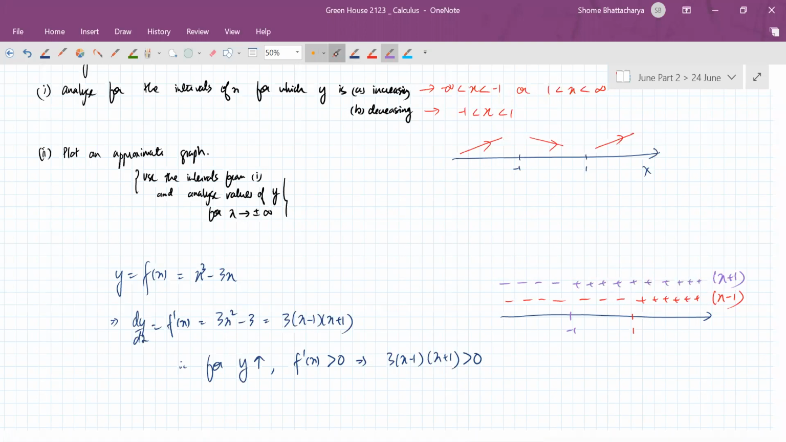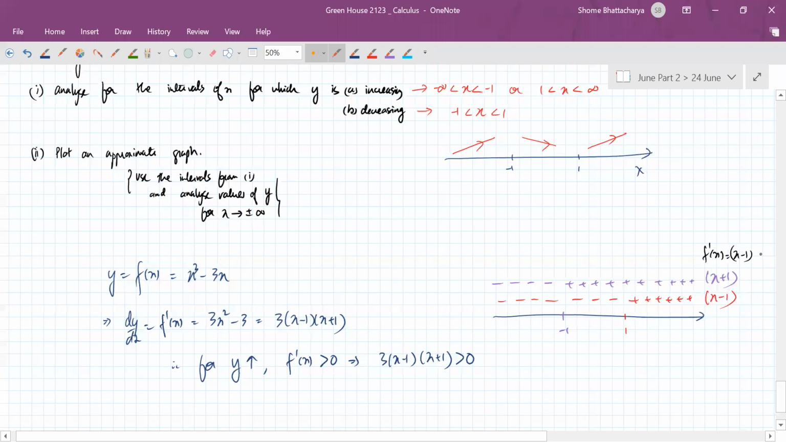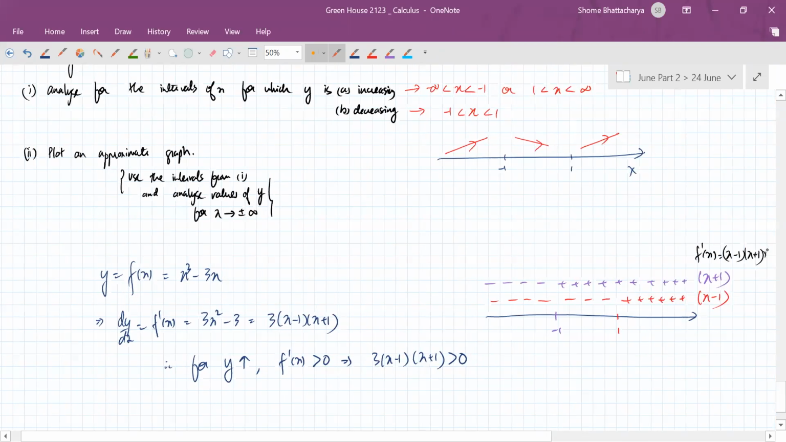So now when we look at the overall thing, f prime x, which is the product of these two, into 3 also, of course, but 3 is a positive quantity, so that doesn't really matter so much. So you can see clearly that in this region, f prime is positive. In this region, f prime is positive. But in this region, f prime is negative. So now if we talk about the function f x, we can see that here it is decreasing and here it is increasing. So immediately you understand this.